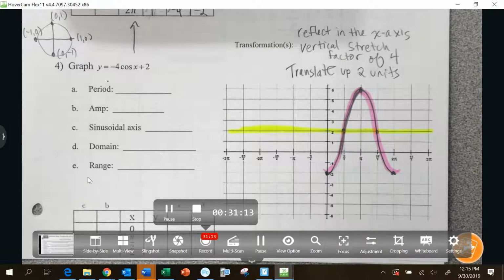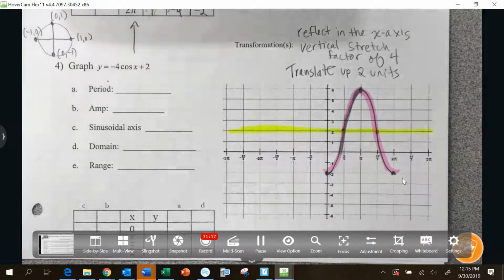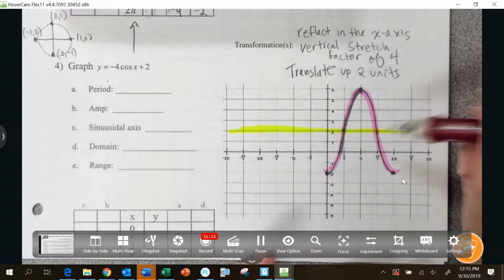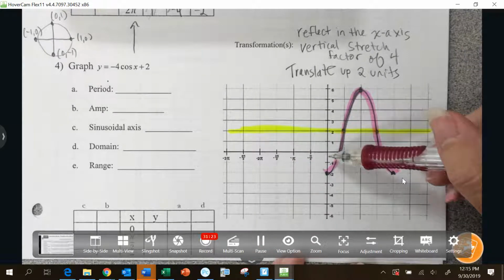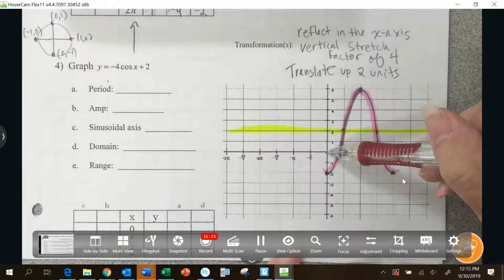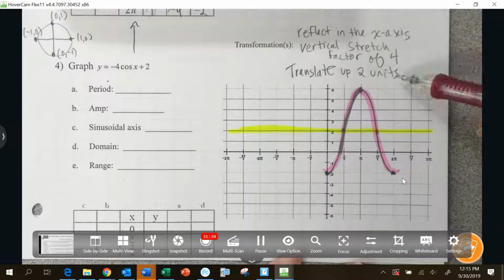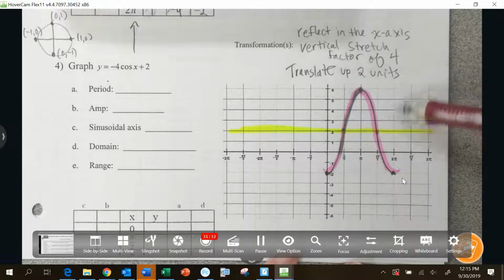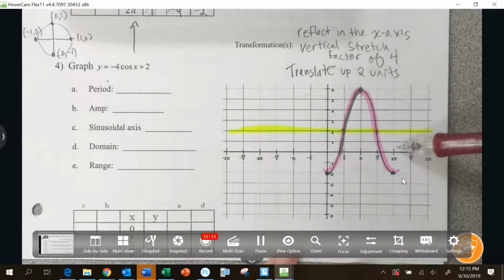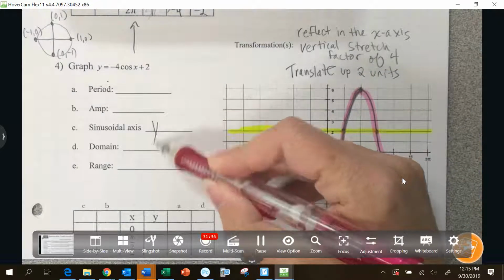Okay, so I believe right before lunch we were talking about this big yellow sinusoidal axis. We have to write the equation of it. That sinusoidal axis is affected by any vertical translations, which we did have a vertical translate up to. So instead of at 0, it is now at y equals 2.